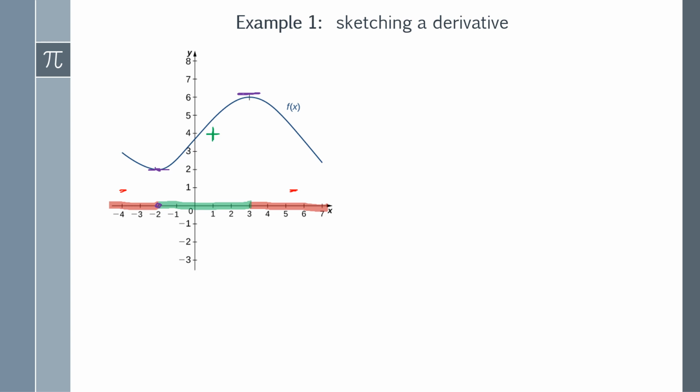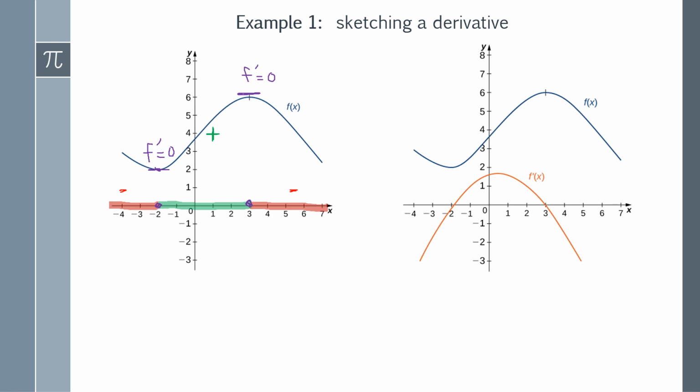And notice that also corresponds to the points where our function is changing its behavior. For the first one, it's going from decreasing to increasing, and then we have a change of behavior from increasing to decreasing over here for x equal to 3. And that is where our derivative will be crossing the x-axis as well. So f prime equals 0 over here and also over here. Putting all of that together, we can get a sketch of our derivative function f prime, and this is what we end up having.